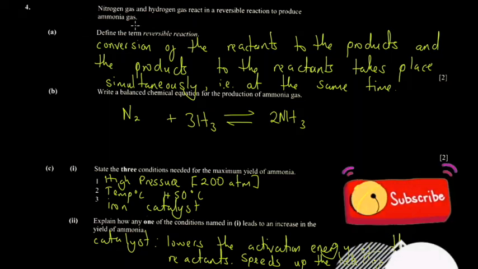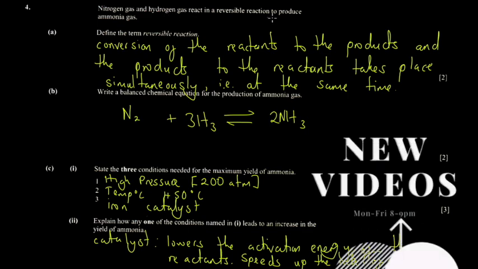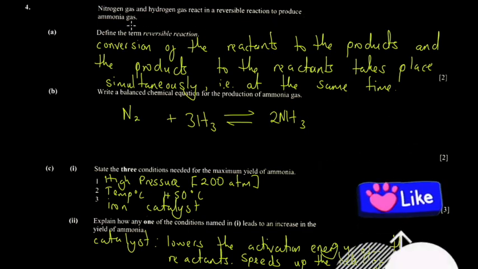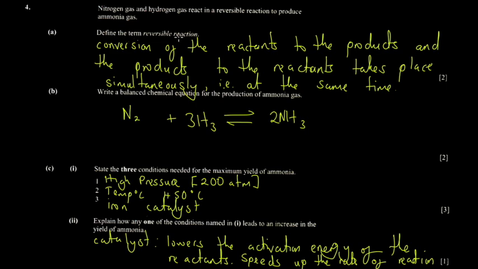Question 4 says nitrogen gas and hydrogen gas react in a reversible reaction to produce ammonia gas. You're asked to define the term reversible reaction. So you have to define this term here.